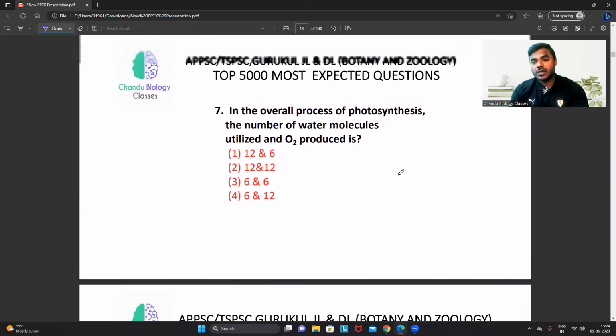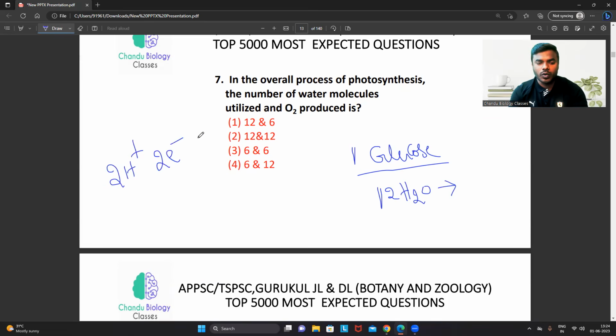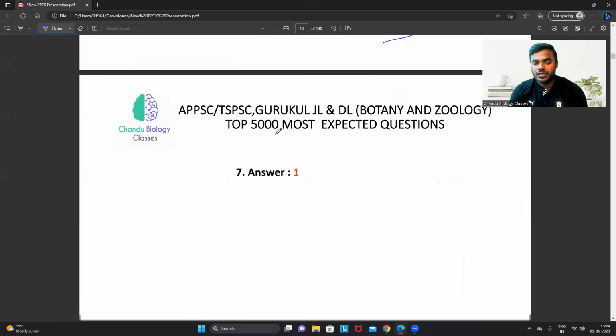All the students without fail, remember, friends, I am talking about in order to produce one glucose molecule. Every student remember, in order to produce one glucose molecule, we use 12 water molecules. Friends, we already discussed in the morning class. When you break down one water molecule, how many protons do you get? 2 protons you get, 2 electrons you get, half oxygen you get. So we break 12 water molecules. So friends, we are producing 6 oxygen molecules. Hence the correct answer is number 1, not to get confused with that.